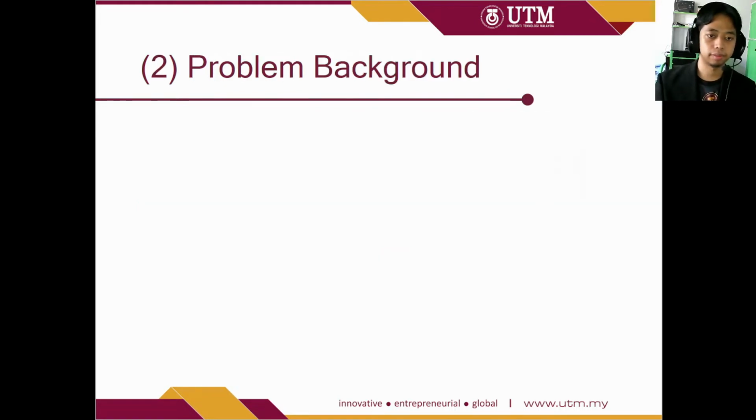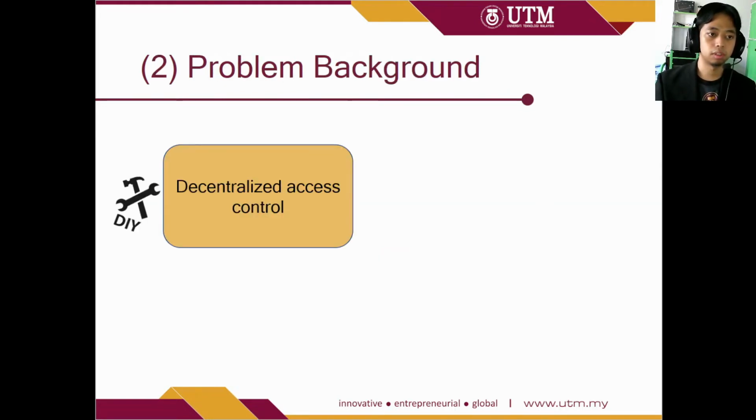For the problem background, a common home security problem that homeowners have is that their security products work separately, thus resulting in a decentralized access control. This is a common issue for people who have purchased their security products from various firms. The way to resolve this problem is to ensure all of the security components are connected together into a centralized access control.